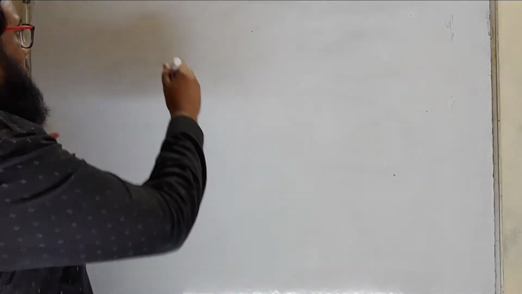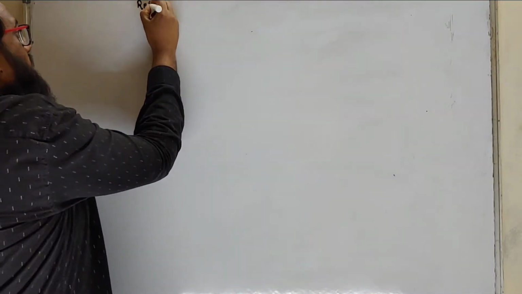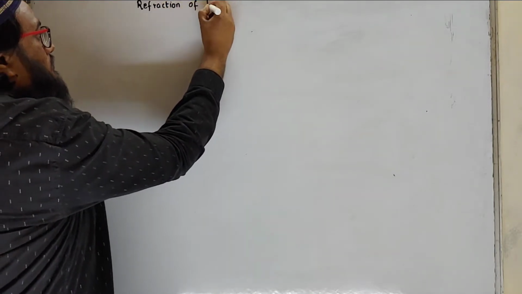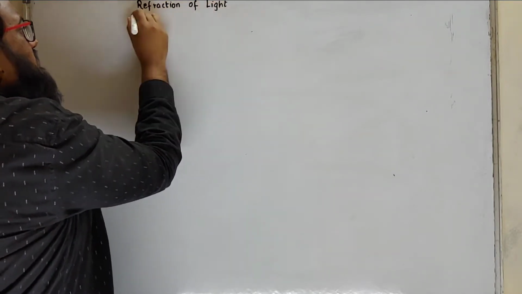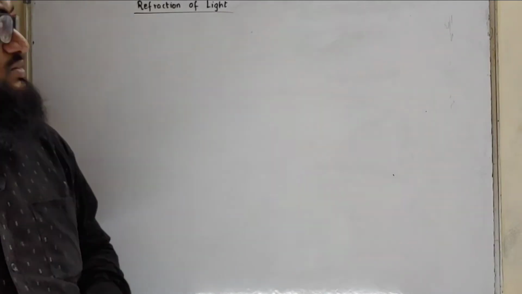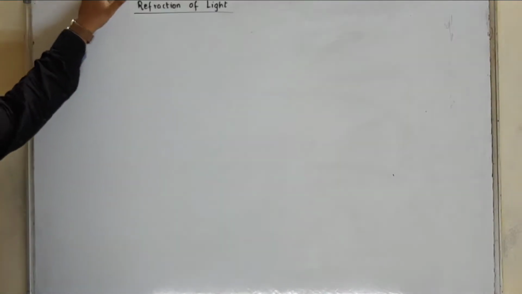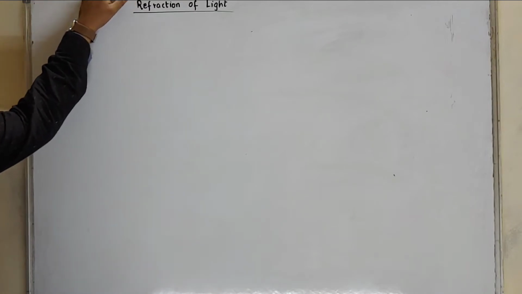So hello students, today we are going to study the chapter refraction of light. Now what is refraction? Light has various properties. Reflection, which you have studied in your class 9. In class 10 we are going to study refraction, as well as dispersion in detail.